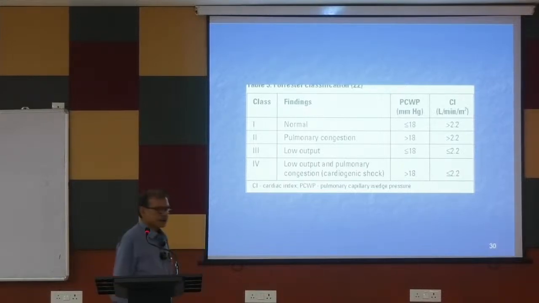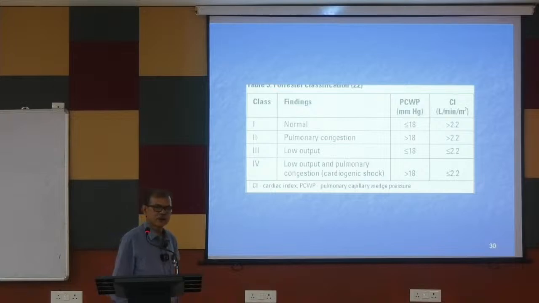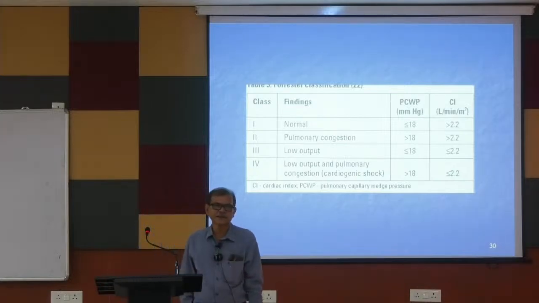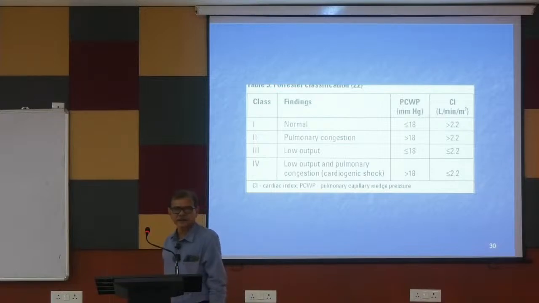So no chronic congestion, no systemic hypoperfusion. That means PCWP definitely less than 18 and cardiac index more than 2.2. Number two, pulmonary congestion. Clinical parameters of pulmonary congestion: symptoms in the form of dyspnea on exertion, paroxysmal nocturnal dyspnea, orthopnea.